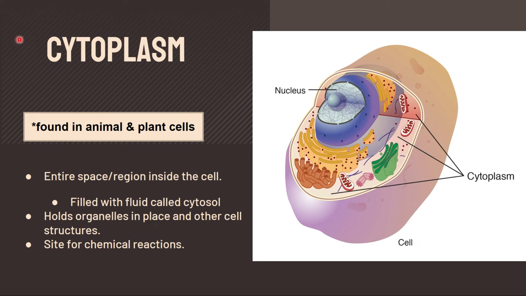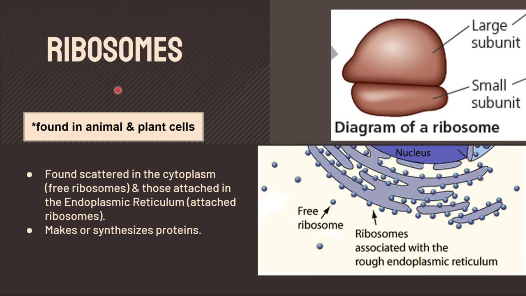Okay, next we have the ribosomes. Ribosomes are found in both animal and plant cells. If you have seen the illustrations of the plant cell and animal cell, those tiny dots scattered in the cytoplasm of the cell, or the dots attached to the folded membrane of the endoplasmic reticulum, those are ribosomes. Okay, so they are found scattered in the cytoplasm, and they are also known as free ribosomes because they are free, of course. And those attached to the endoplasmic reticulum are called attached ribosomes.